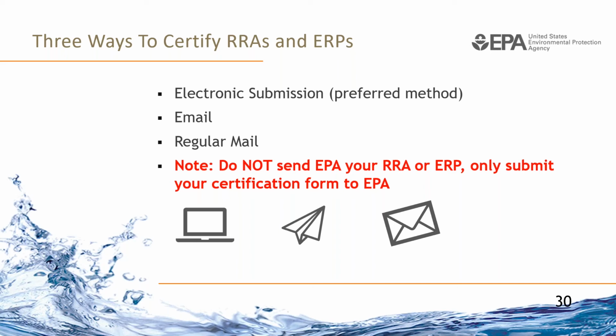Email and regular mail submission is also available using designated certification forms that EPA has created. But you won't get a confirmation email from EPA if you use these 2 methods. So if you want confirmation for your records, you're going to want to use the electronic submission platform.